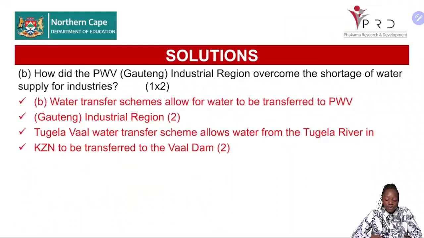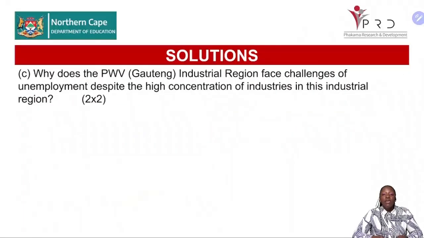Then we're looking at our B, which is how did PWV industrial region overcome the shortage of water supply for industries? So there we are looking at the water transfer schemes that have allowed water to be transferred to PWV industrial region. Then also within the country, they are using the Tugela Valley water transfer scheme that allows water from the Tugela River in KZN to be transferred to the Vaal Dam. So the Vaal Dam is here in Gauteng, so in that way they have overcome the shortage of water. Then we're looking at C.